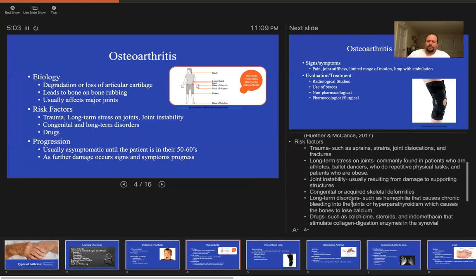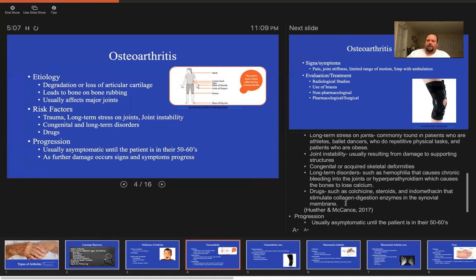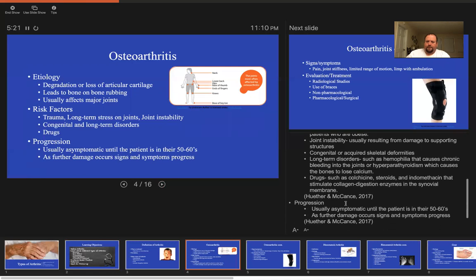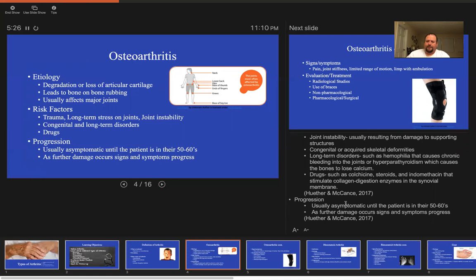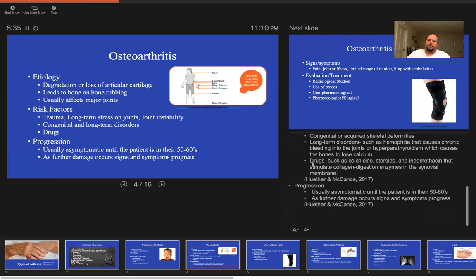Risk factors: trauma such as sprains, strains, dislocations, or fractures. Long-term stress on the joints is commonly found with athletes, ballet dancers, people who do repetitive physical tasks, and patients who are obese. Joint instability resulting from damage to supporting structures also contributes to osteoarthritis. Congenital or acquired skeletal deformities and long-term disorders such as hemophilia, which causes prolonged or chronic bleeding into the joints, or hyperparathyroidism, which causes the bone to lose calcium. There are also drugs such as colchicine, steroids, and indomethacin, which stimulate collagen digestion enzymes in the synovial membrane.